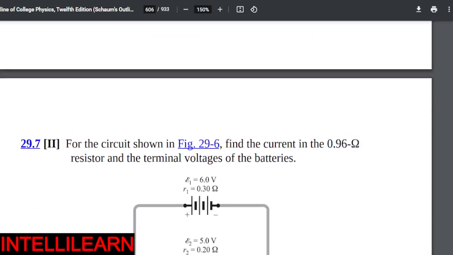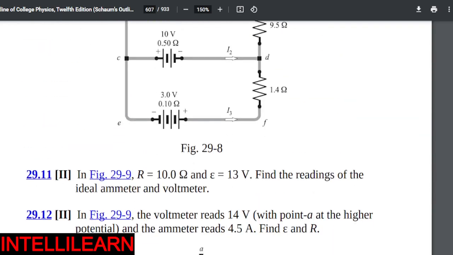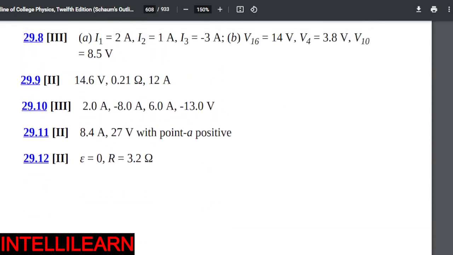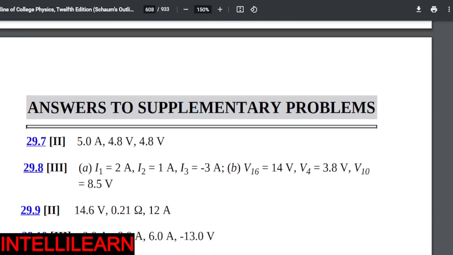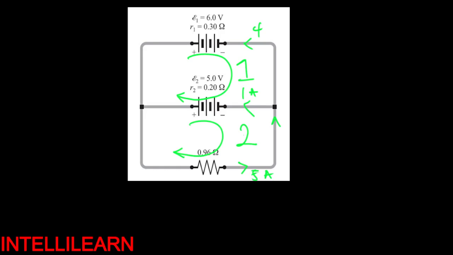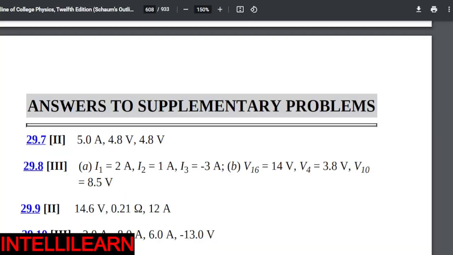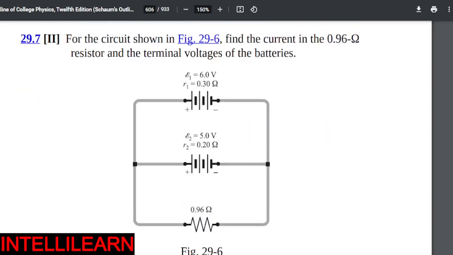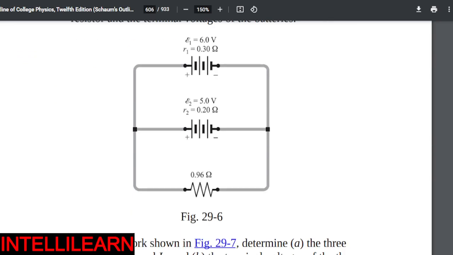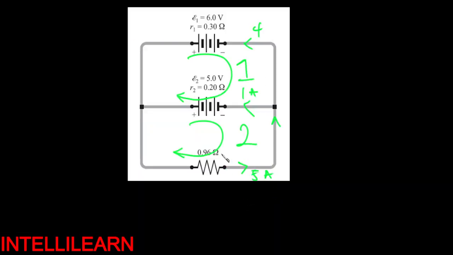Let's check. This is 29.72. Here what? 5 amperes, which is exactly what you got. That's the current, 4.8 volts. 29.72. The current in the 0.96, yes, that's 5 amperes. Right? This current in the 0.96, that's 5 amperes. So don't have problem with that.